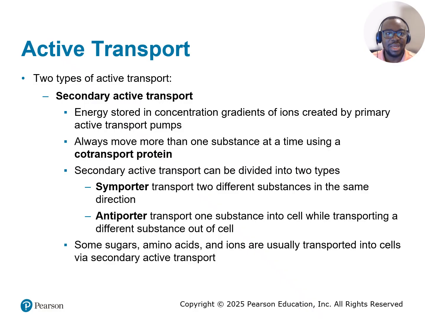Secondary active transport can be divided into 2 types, symport and antiport. Symporters transport 2 different substances in the same direction. Antiporters transport one substance into the cell while transporting a different substance out of the cell. Some sugars, amino acids, and ions are usually transported into the cell via secondary active transport.